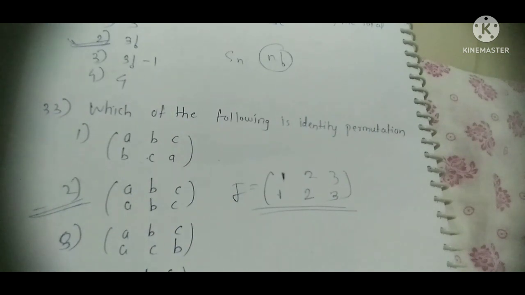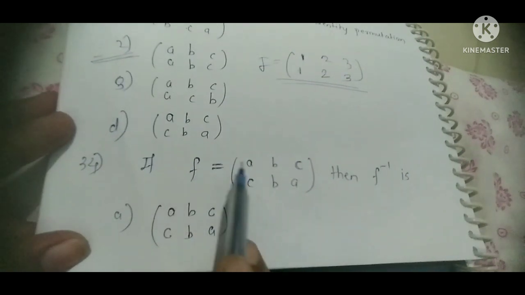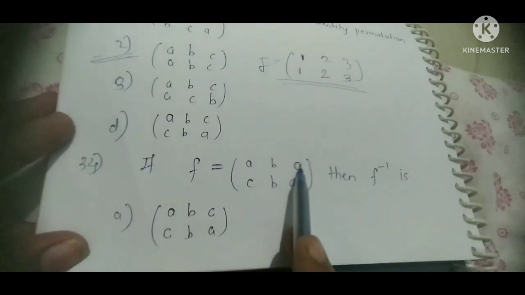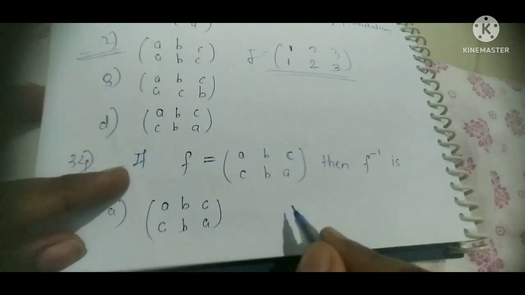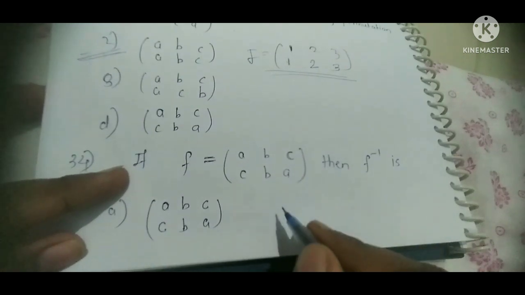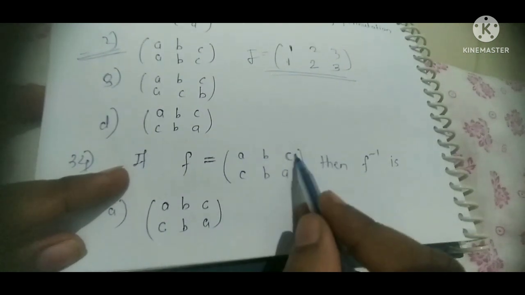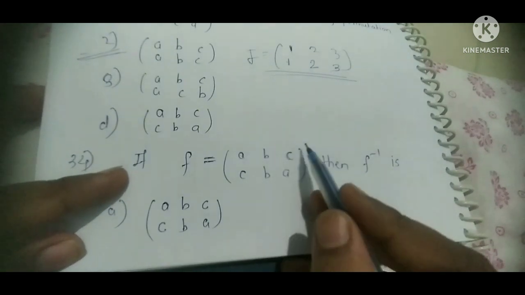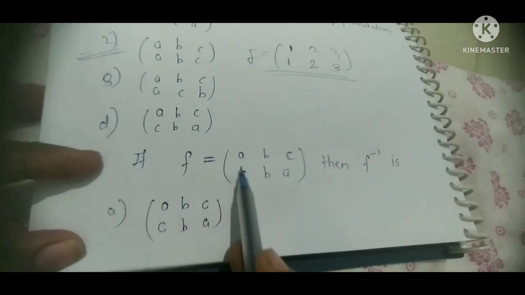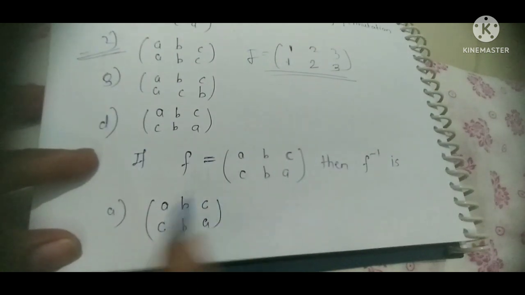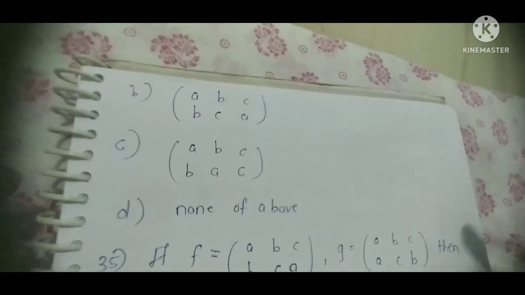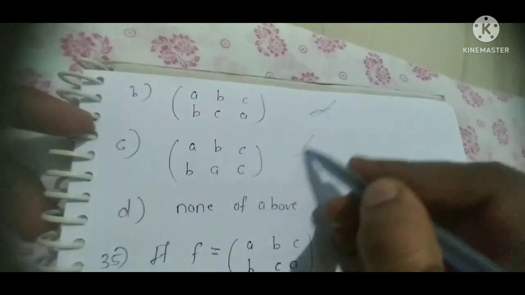Next MCQ number 34. So if F is equal to this permutation, A maps to C, B maps to B and C maps to A, then what is F inverse? How can we calculate F inverse? Write domain as codomain and codomain as domain, means interchange these two rows, first row to second and second row to first. So here A maps to C, means here C maps to A. B maps to B and C maps to A, means A maps to C. So option A is the correct one. All B, C and this D options are wrong.